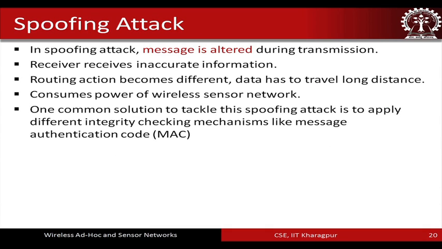Spoofing attack. In a spoofing attack, the message itself is altered during transmission. The receiver receives inaccurate information, and the routing action becomes different, and the data has to travel a long distance because of this. Because of this, unnecessary consumption of energy is going to take place in the entire network. So, this is called the spoofing attack.